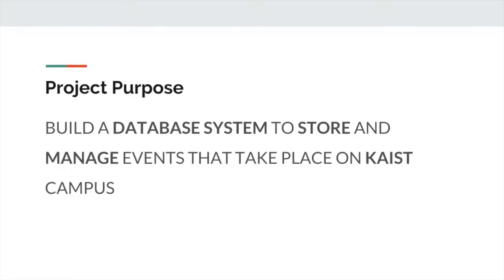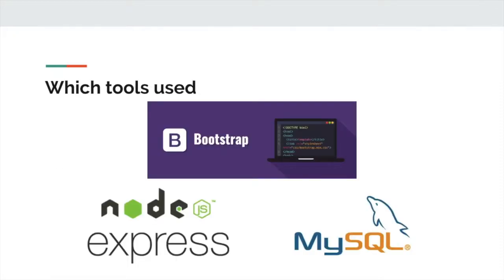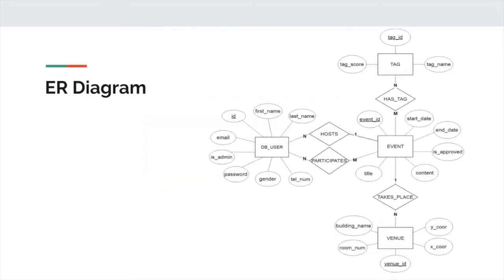The purpose of this project is to build a database system to store and manage events that take place on KAIST campus. The tools we use in order to build this interface are the following: Express.js, MySQL for the database, and Bootstrap for the front end. The ER diagram of our system looks like you can see on the screen. We have several entities and their attributes, and basically this diagram shows the whole system.